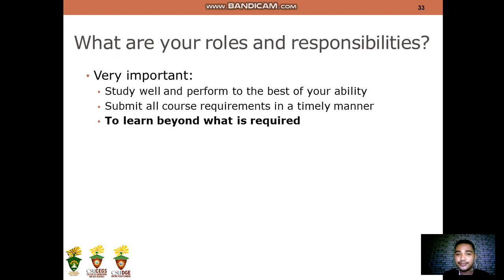And these are your rules and responsibilities. This is very important. First is study well and perform to the best of your ability. Submit all the course requirements in a timely manner. And lastly, to learn what is required.